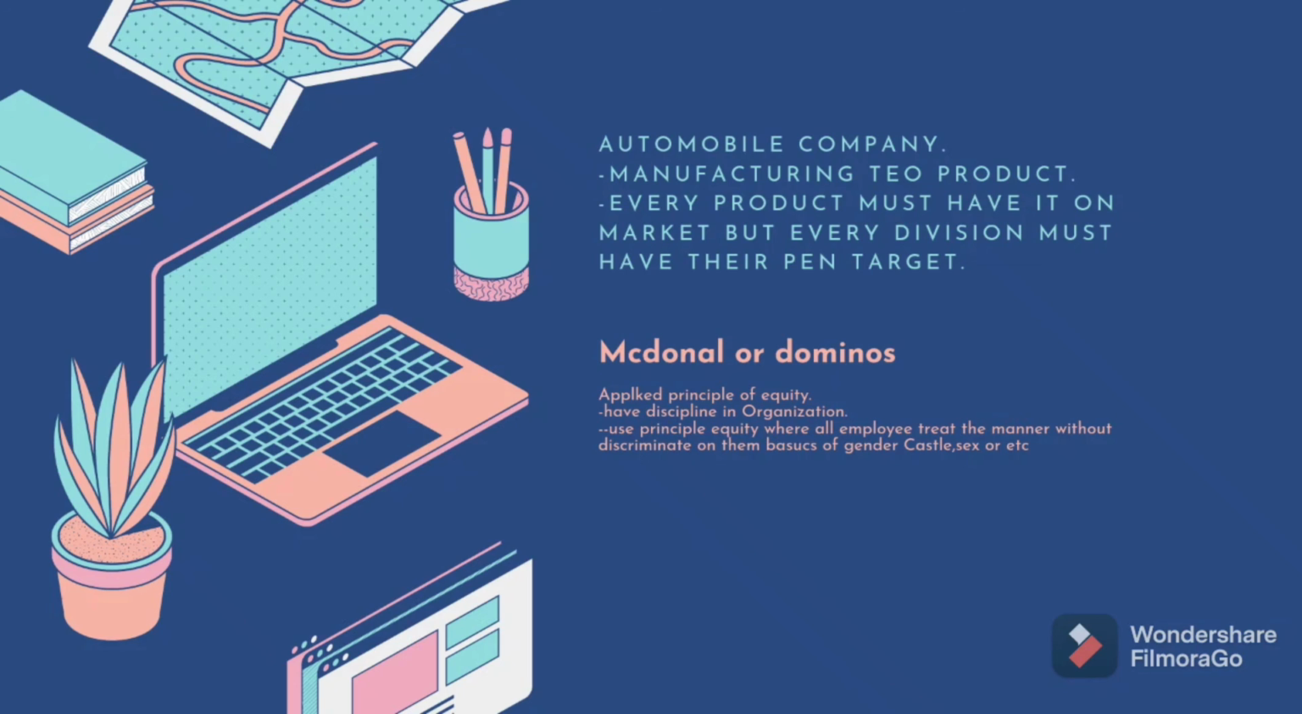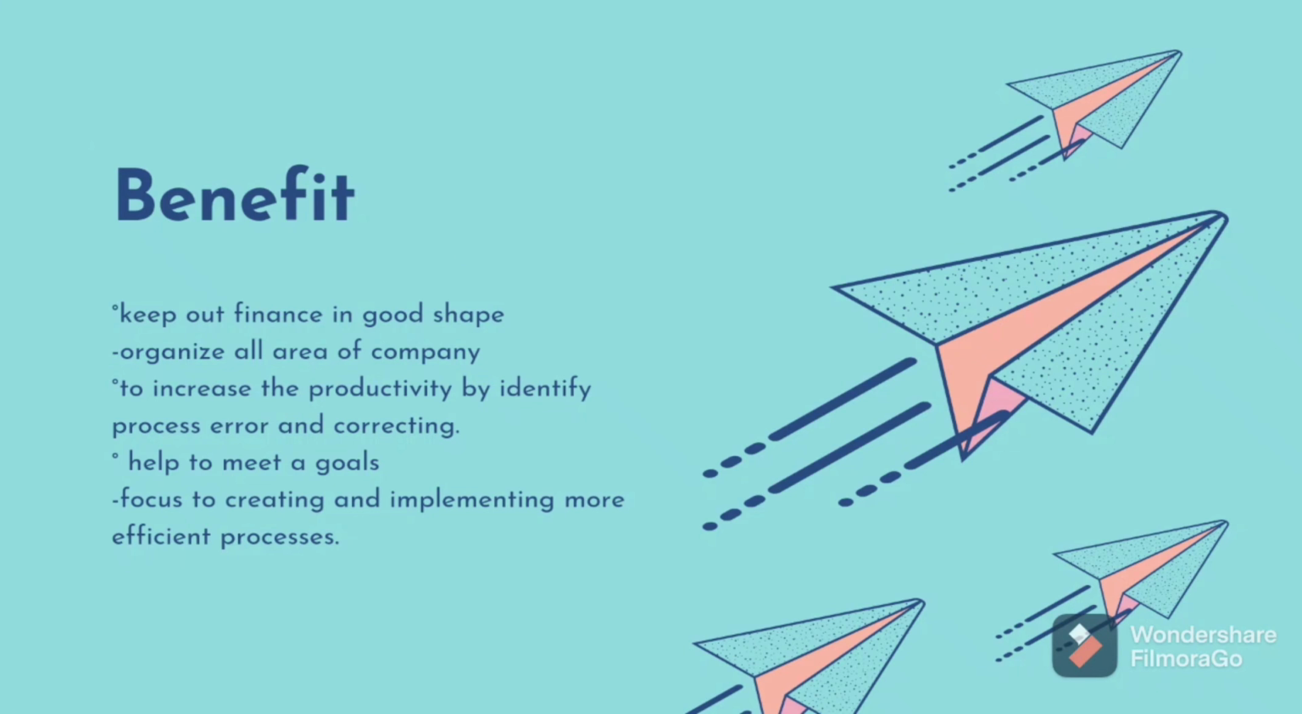The principles have been followed by every organization in each aspect of their work, because having discipline in an organization will make it survive in the competitive world. An advantage of using these principles is that we can keep our finances in good shape. We should organize all areas of the company, including the finance department. Besides that, it will help to increase productivity by identifying process errors and correcting them. Another advantage is that it can help us reach a goal. To achieve the goal, the focus must be on creating and implementing more efficient processes which guarantee that the goal will be achieved.